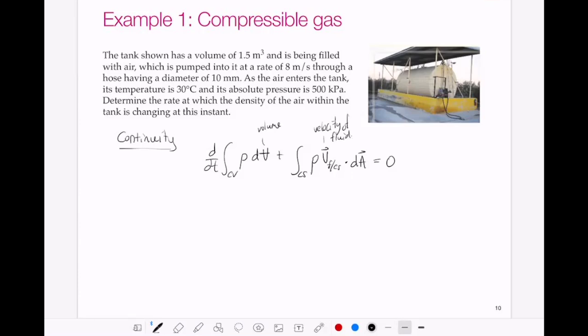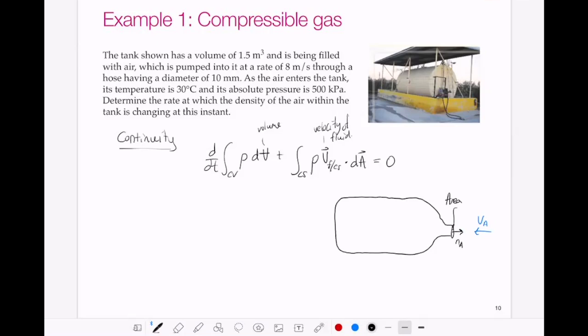So before we go any further here, let's draw a diagram to see what's actually happening. So here is our tank. And we have velocity of air entering the tank. We have our normal direction from the area is pointing outwards. Normal to our control surface is always pointing outwards from our control volume.